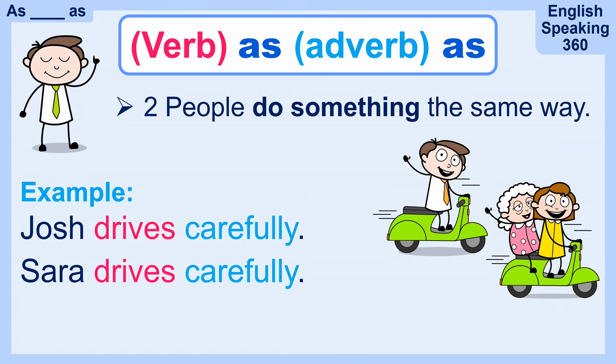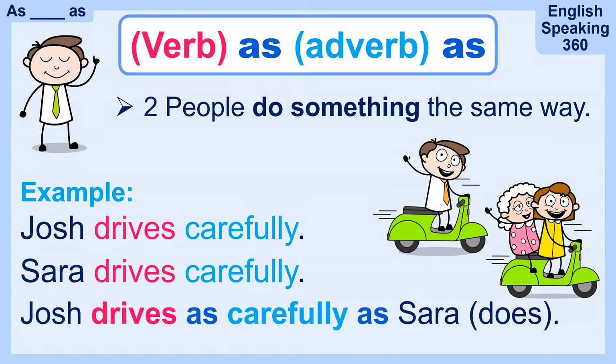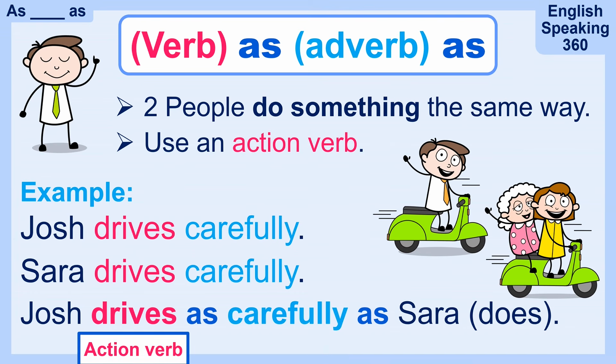So how do we make the sentence? We make it like this. Josh drives as carefully as Sarah. Or Josh drives as carefully as Sarah does. For this structure, you need to use an action verb, not the verb to be. You need an action verb. In this case, we have the verb drive. So Josh drives. That's your action. But how is the action done? Carefully. That is your adverb. It adds more information about the verb, drive.